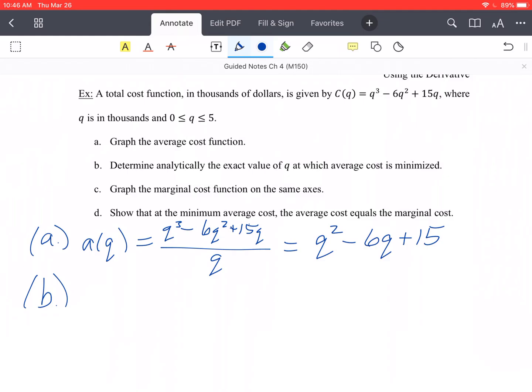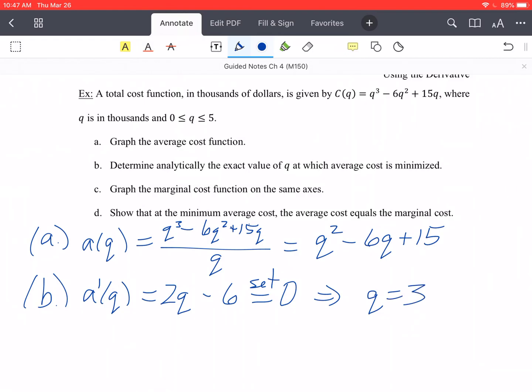And then determine analytically the exact value of q at which it is minimized. Okay, so to determine where it's minimized, we need to find its minimum, right? So we take the derivative, set it equal to 0, find the critical points, test the critical points. Okay, so that same process that we've been going through. So we're going to get A prime of q equals, that's 2q minus 6. Set that equal to 0. That's going to give us q equal to 3.